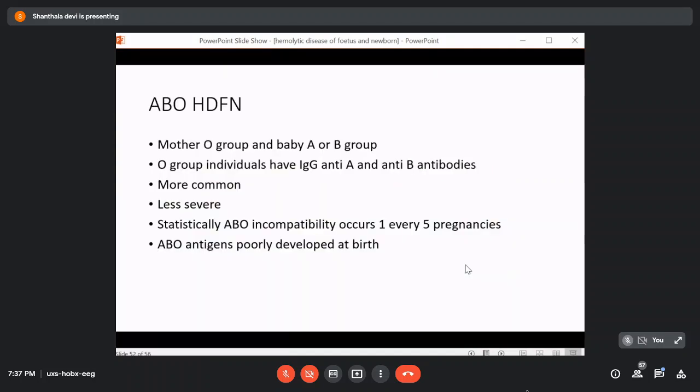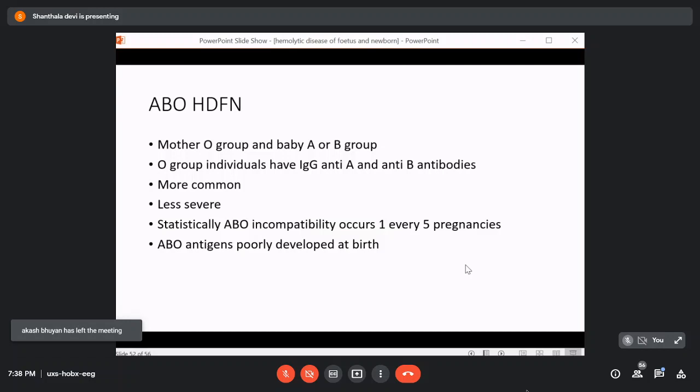Now coming to the very common cause of hemolytic disease of the fetus and newborn, that is the ABO blood group incompatibility. Statistically it can occur in 1 in 5 pregnancies if the mother is O and the baby is A or B. However, this does not result in severe or even moderate hemolysis, and generally doesn't get picked up. Though it is more common, it is less severe, because the ABO antigens are poorly developed at birth. Normally the ABO blood group system antibodies are all IgM type of antibodies.